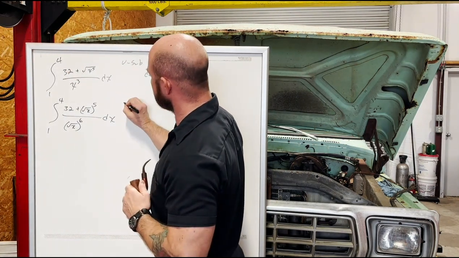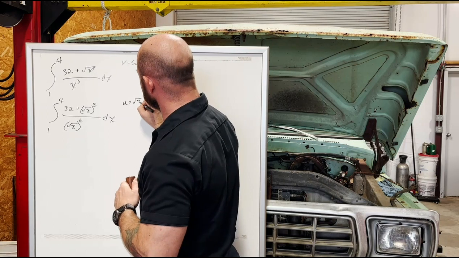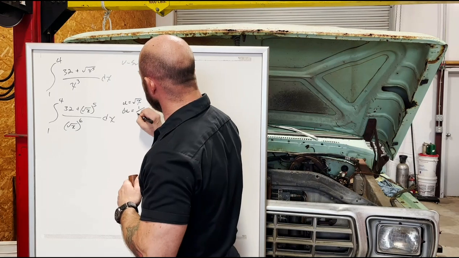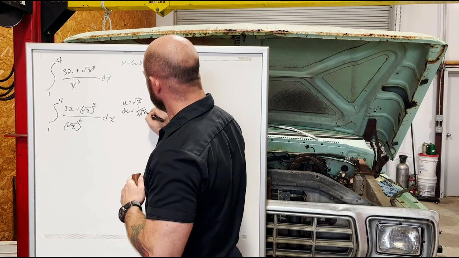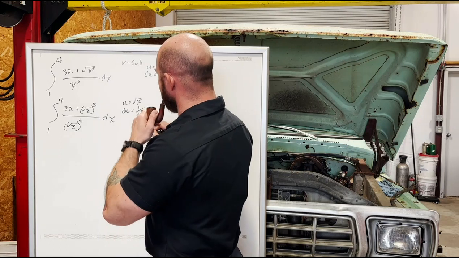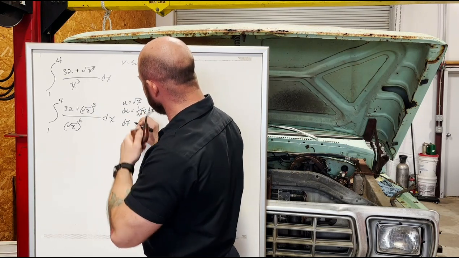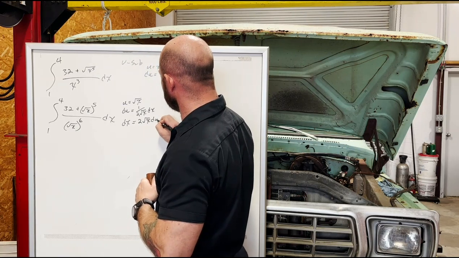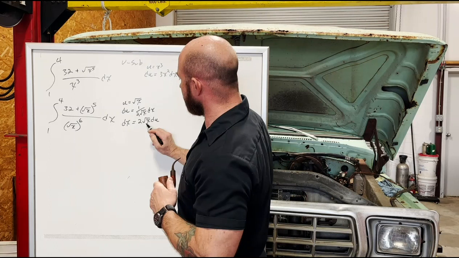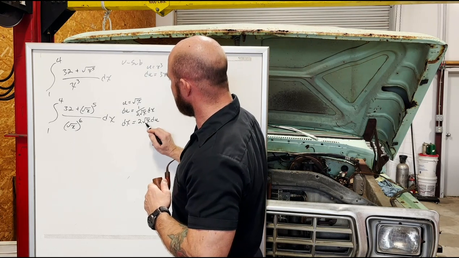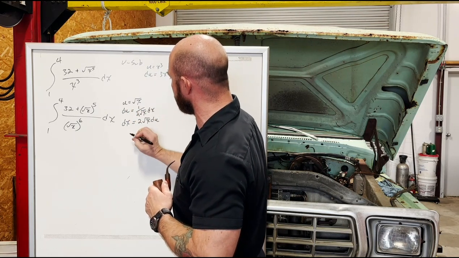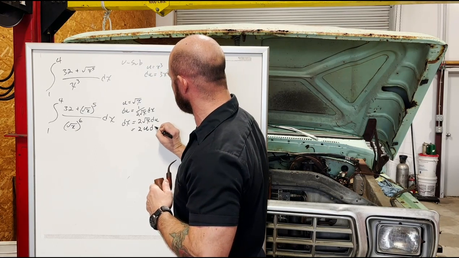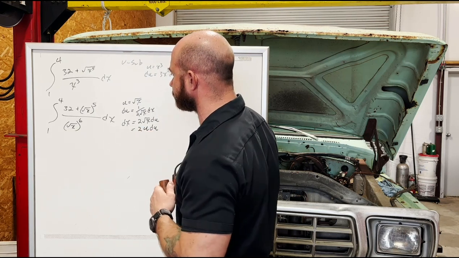Now we can see if we let u equal the square root of x, du will equal 1 over 2 times the square root of x dx. And dx will be 2 root x du. Okay, we still don't like this square root x here, but we've already determined that u equals square root x. So we can say 2u du equals dx.